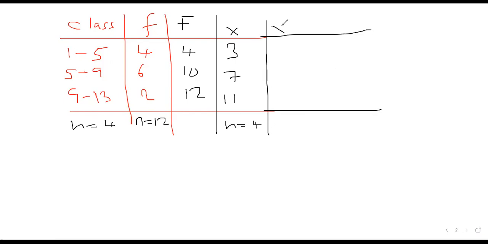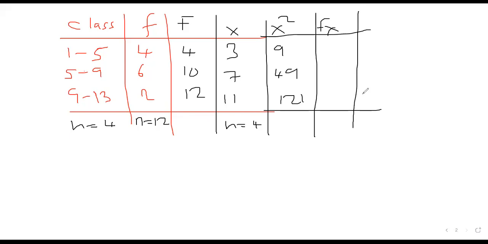Then you can square our x. This one is 9. This one is 49. This one is 121. Then you can find the f of x. And you can find the f of x squared. Okay. So in this case, we're going to multiply. This is a key multiplier. So this is column 1. This is column 2. So we can call this column 0, the multiplier.